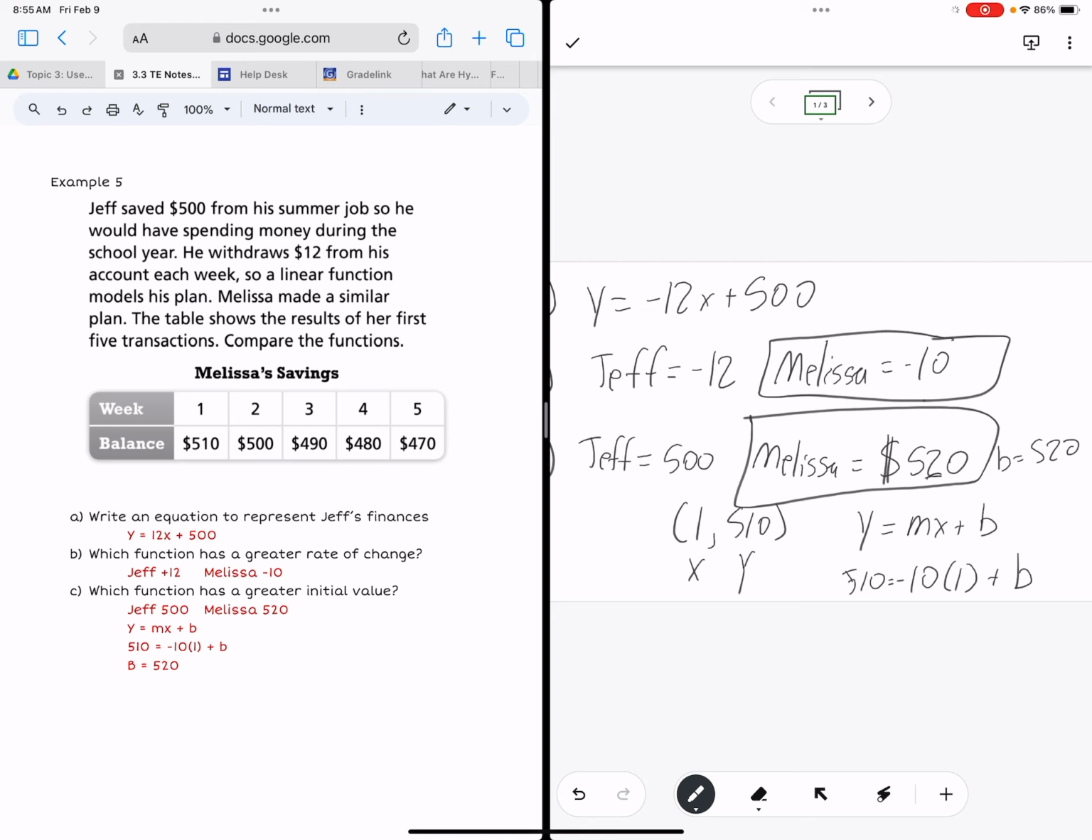Ironically, the book told me that it was Jeff. Because the book is wrong. Well, never trust resources sometimes.